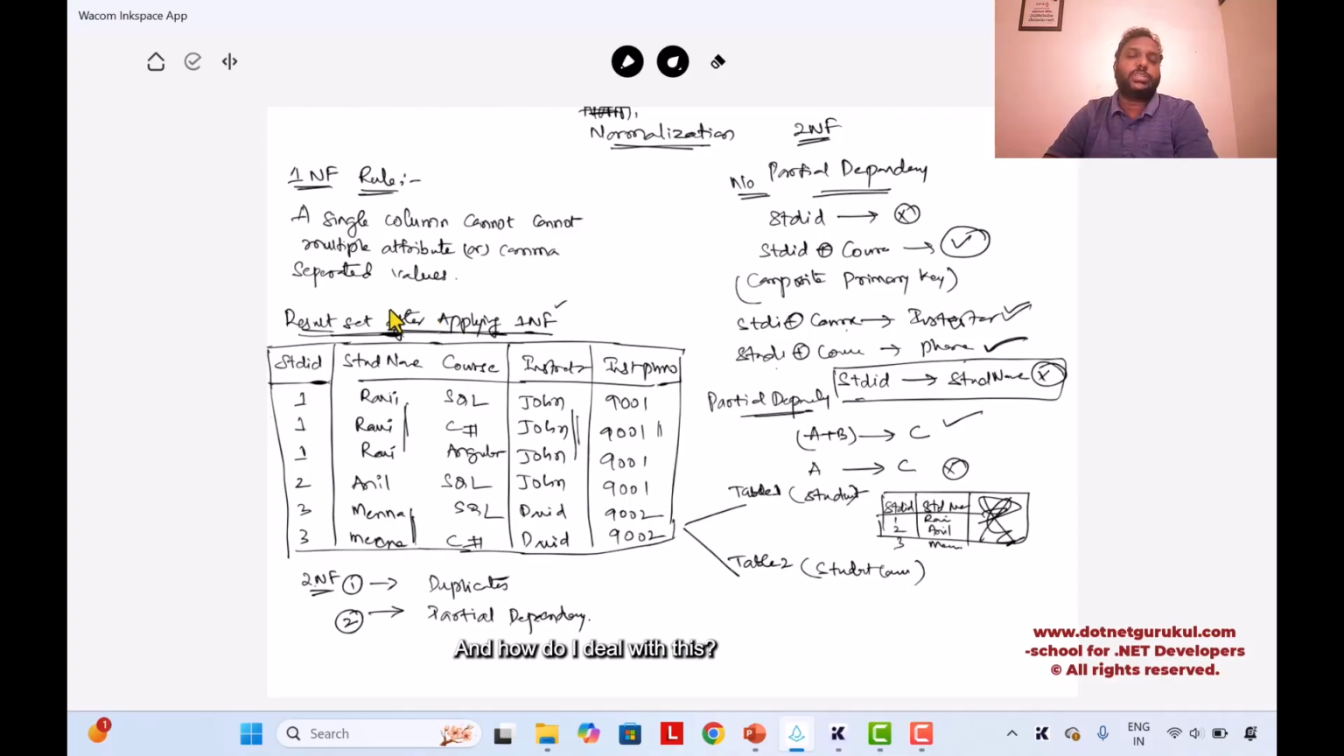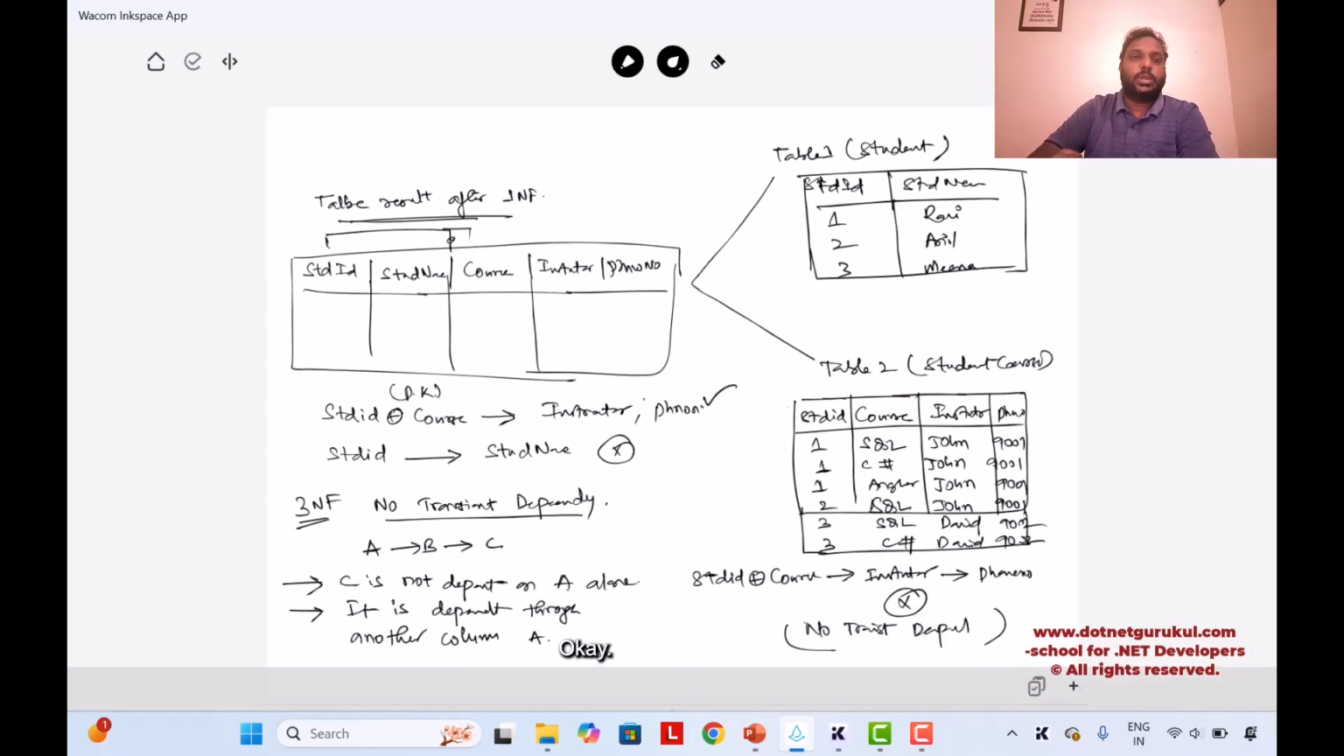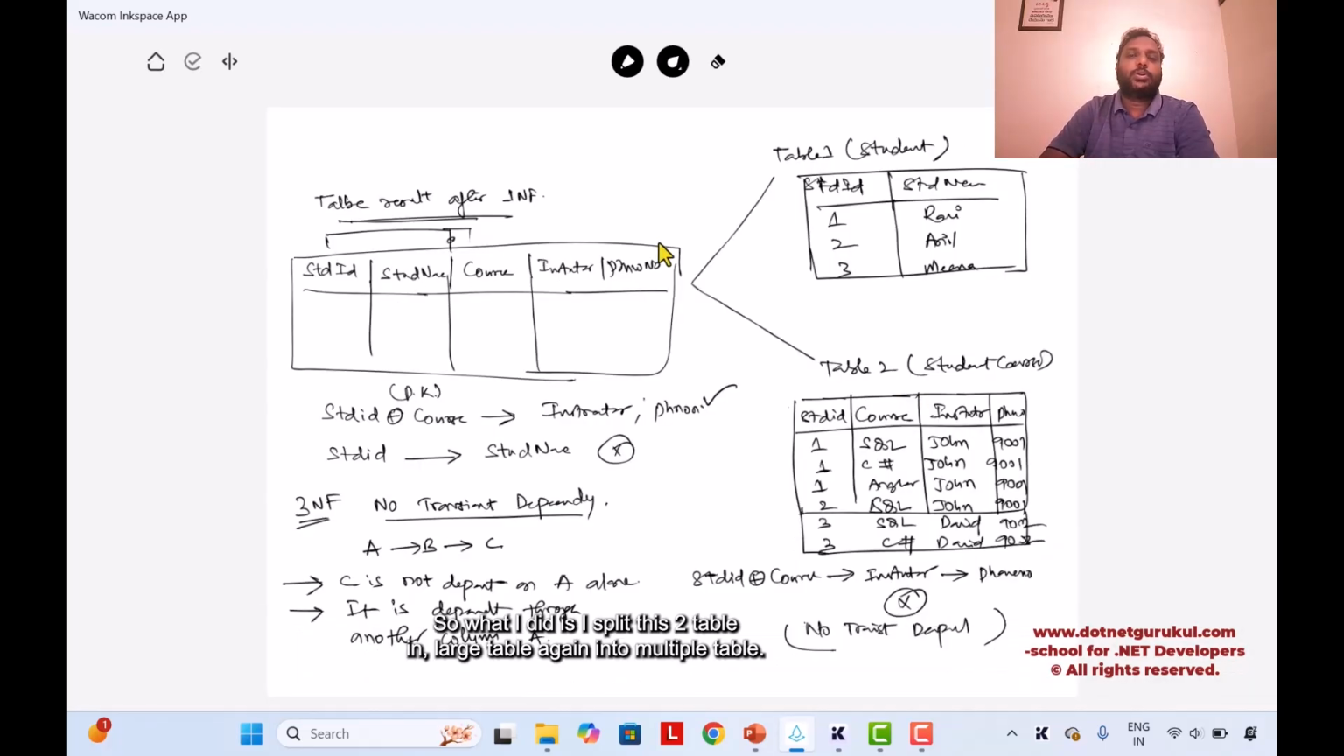And how do I deal with this? I split this table into multiple tables, which we have done in our second writings. Let me open that one. It's taking some time. So what I did is split this into two tables, and the last table again into multiple tables. I have student ID and student name, which is the single primary key, in one table, and the composite primary key in another table. This is your result set.